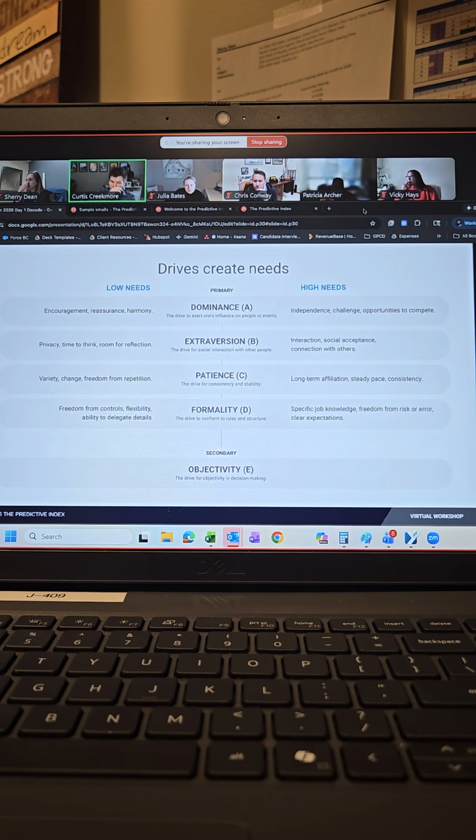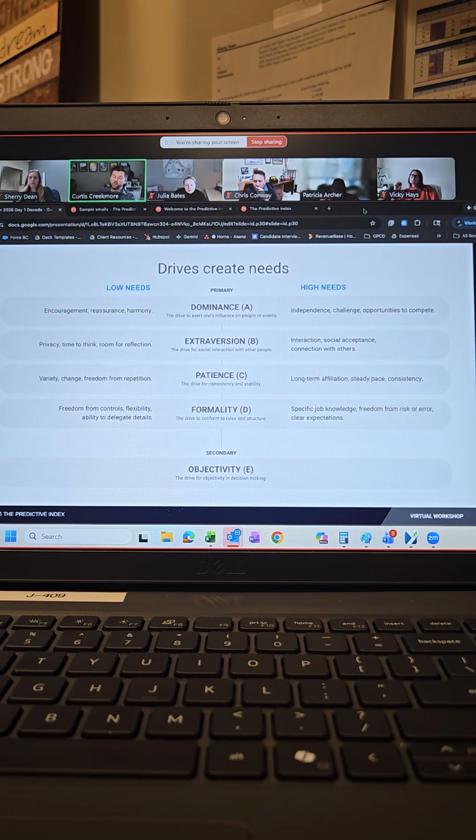And then finally, for our primary drives, we have that formality piece. So formality is the drive to conform to rules and structure. People who are driven by their formality need knowledge. They need to understand. They need to know. And probably most importantly, they need freedom from risk and error. And errors are risky. So people who are driven by the formality, like me, will research and study and dig and ask questions to understand, to protect themselves from errors and risk.